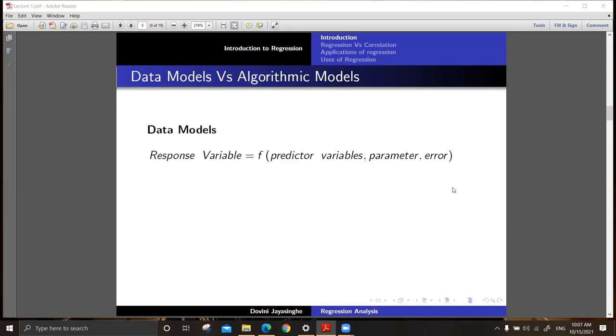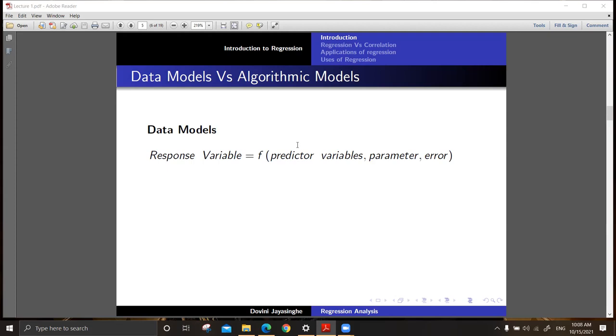Data models, you can mathematically say it like this: response variable is a function of predictor variables, parameters, and error. Parameter is basically the weight of how the predictor variable affects the response variable. Predictor variables are the X variables that we use to predict something. It's another name given to X variables or the independent variables. It can be just one predictor variable, or it can be multiple. We call it multiple linear regression. And of course, the relationship is linear. That's why we put the word linear into this.